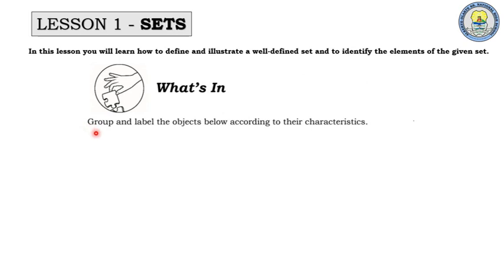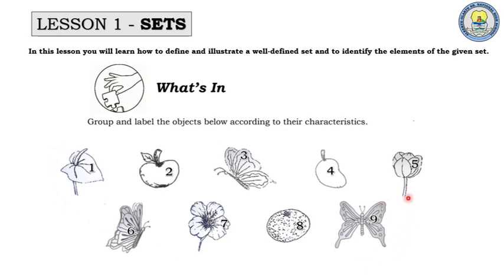What's in? Group and label the objects below according to their characteristics. These are the objects that will be displayed. How will you group them? What did you see? Very good. Did you see a flower, a butterfly, and a fruit? So we will group them. What is the first group?